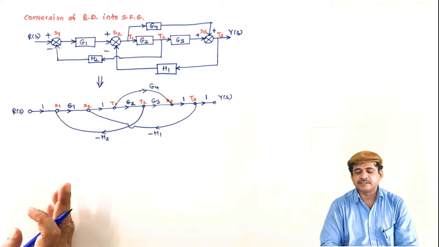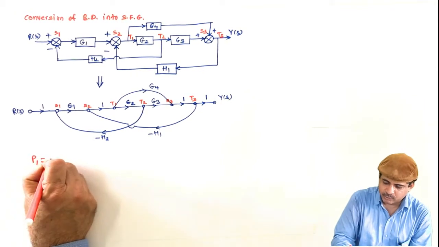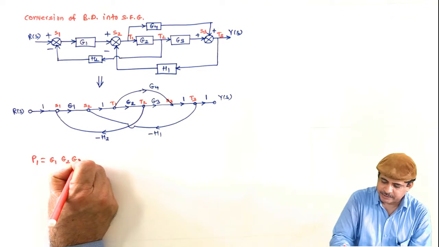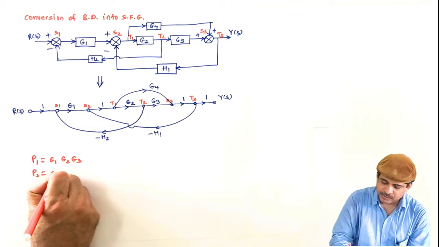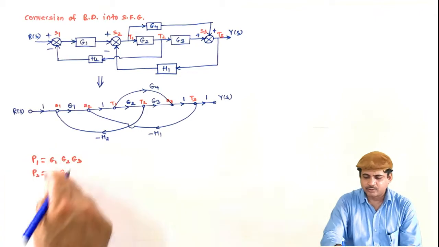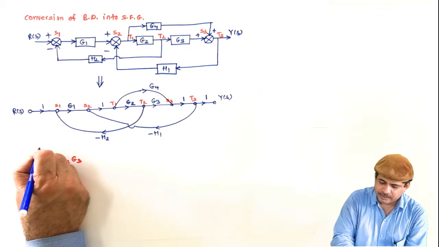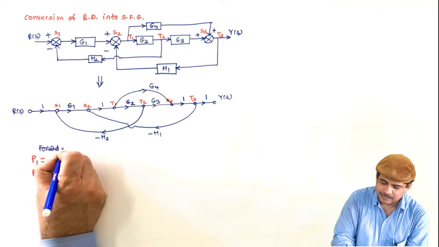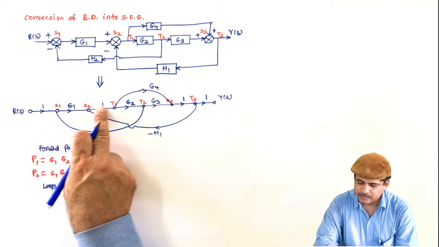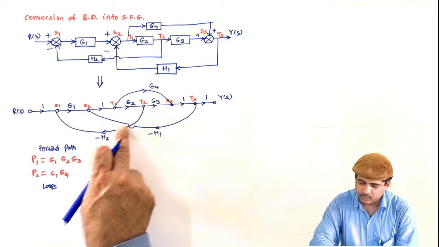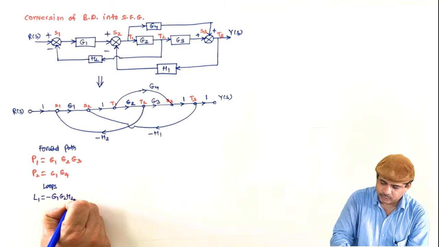And then writing down Mason's gain formula, it is very simple. Directly we can find, see, P1 is equal to G1, G2, G3. P2 is equal to G1, G4. See how faster and quicker it is. I am doing it roughly, so I am not writing the intermediate statements. Just I will write here forward path, then loops. Yes, this is one loop, L1, minus G1, G2, H2.